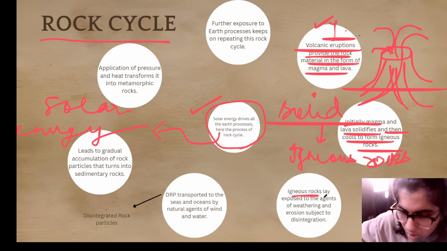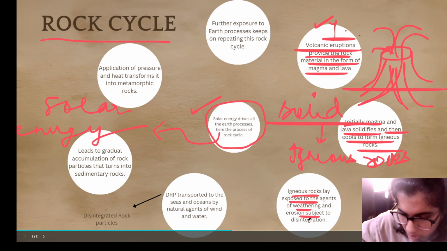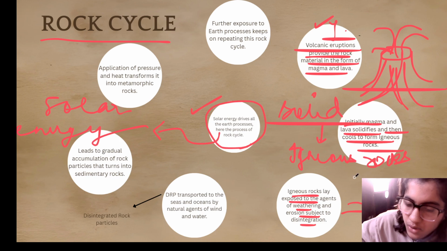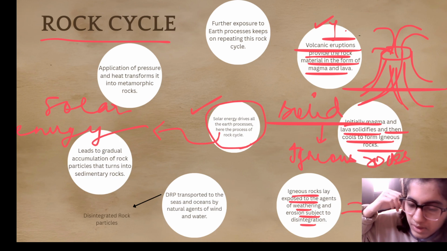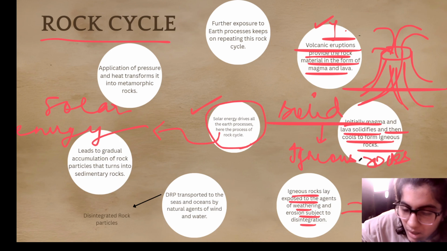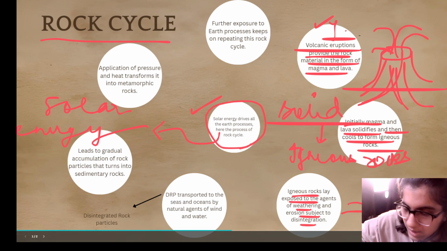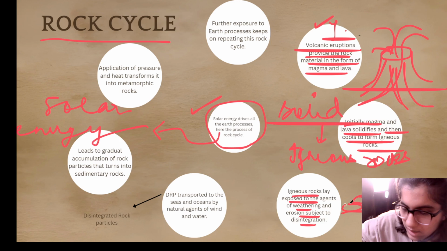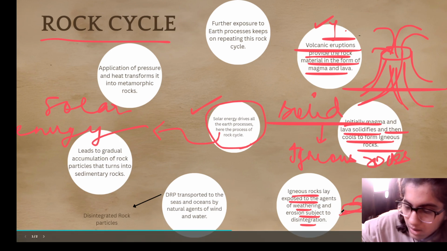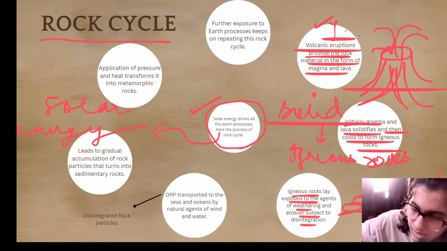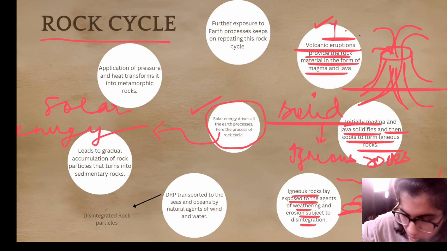The next step is igneous rocks lay exposed to the agents of weathering and erosion, subject to disintegration. So now these igneous rocks are lying on the ground, and the agents of weathering and erosion, that means the wind and air, cause the erosion of these igneous rocks. Suppose this is the wind, which is an agent of weathering. When it hits these rocks, they break into pieces and disintegrate.